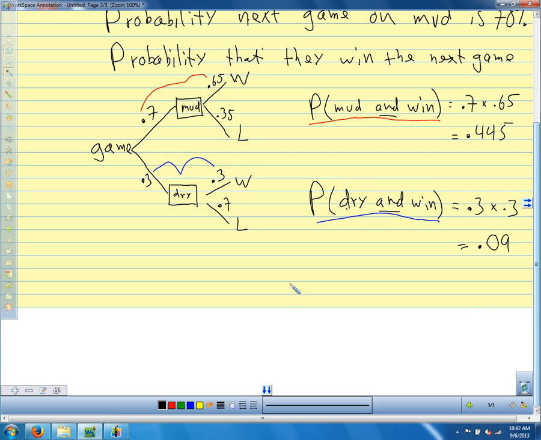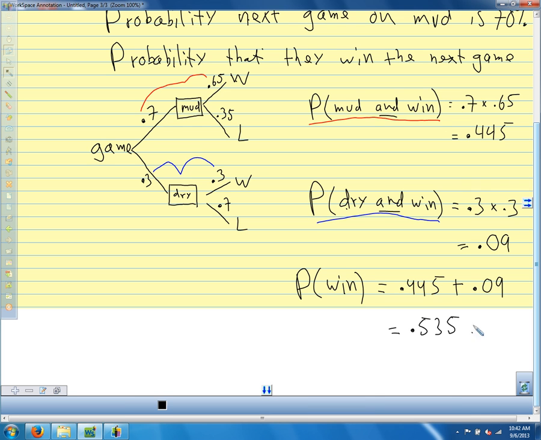The probability of a win in any way, I just add those two together. So I have the probability that they win on mud or dry. So either one, I'm adding them together. Add those two together, and I get 0.535, which is about 54%.